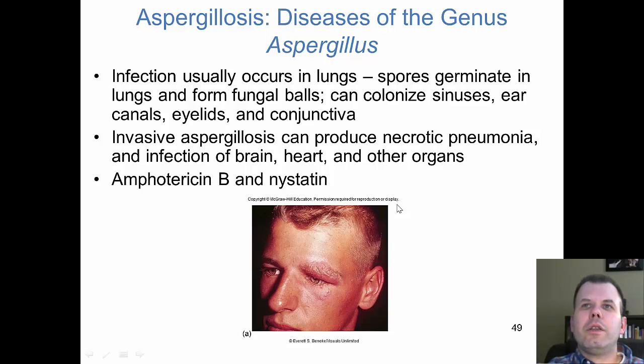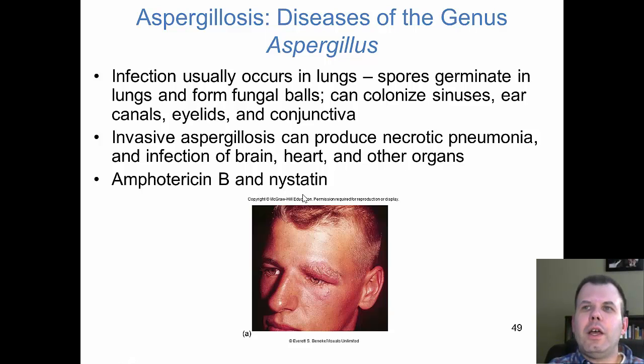Okay, with Aspergillus, infection occurs in the lungs. The spores germinate in the lungs and form fungal balls and colonize the sinuses, ear canals, eyelids, and conjunctiva. Invasive aspergillosis can produce necrotic pneumonia, and infection of the brain, heart, and other organs. And again, the two drugs, amphotericin B and nystatin, are the two main drugs in this case.